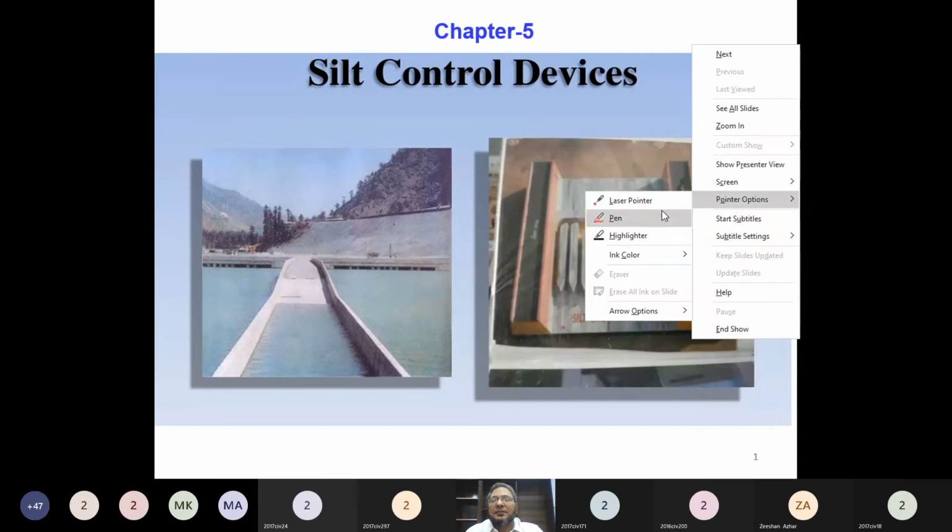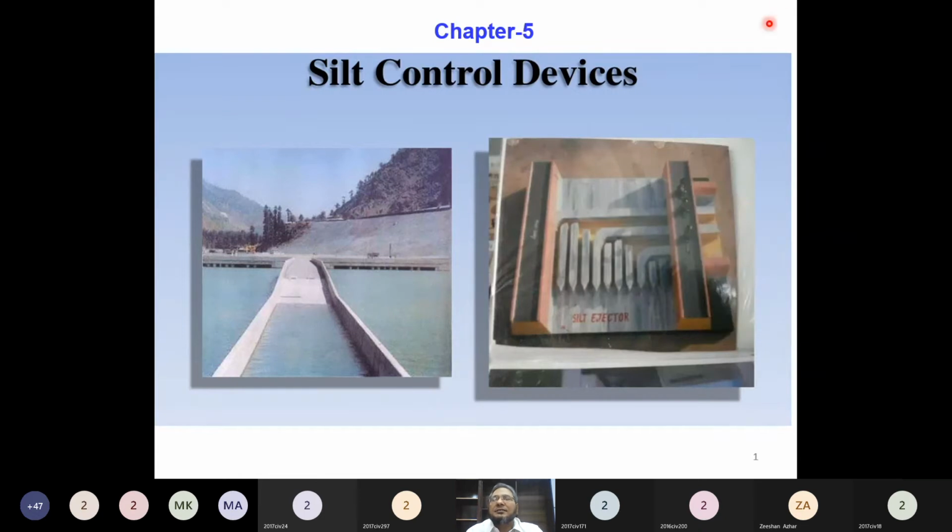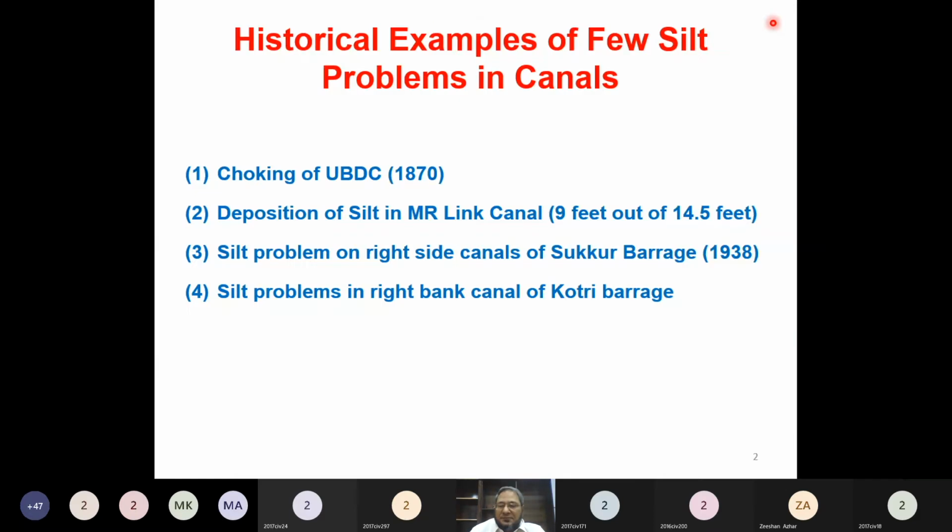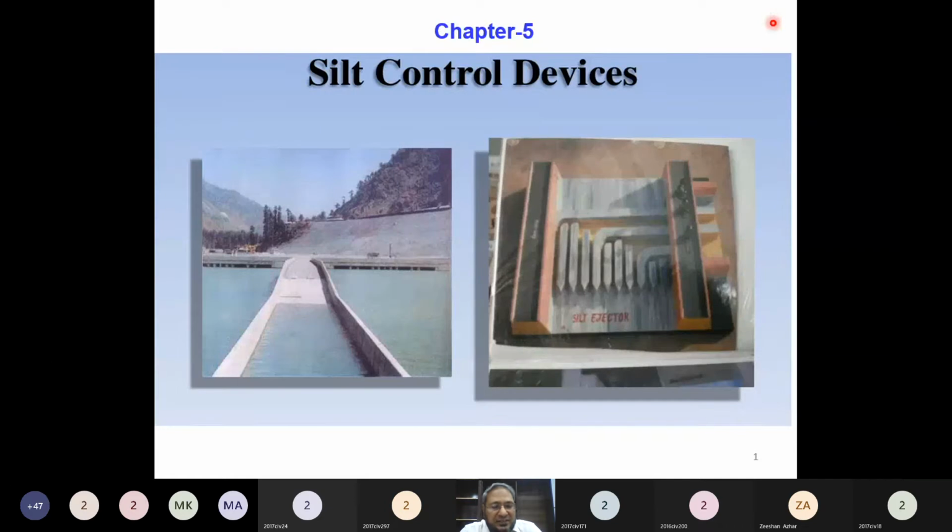Yes, sir. Okay. Now we are starting a new chapter. That is the silt control devices. And by the way, where we want to control silt? In the canals, which we are off taking from the barrage. So we have to control silt. We don't want to allow a lot of entry of silt into the main canals.